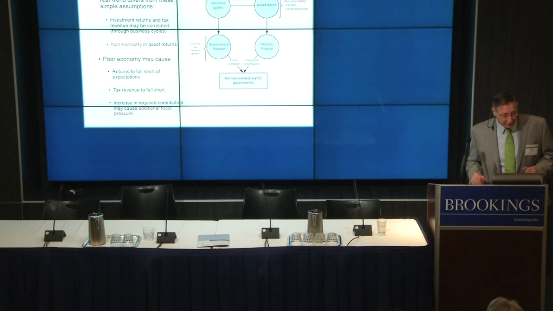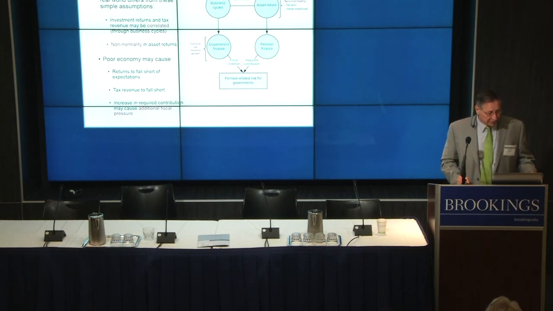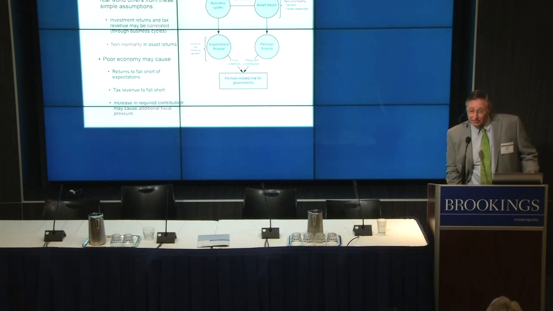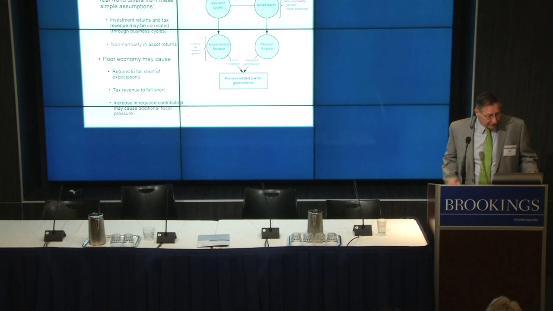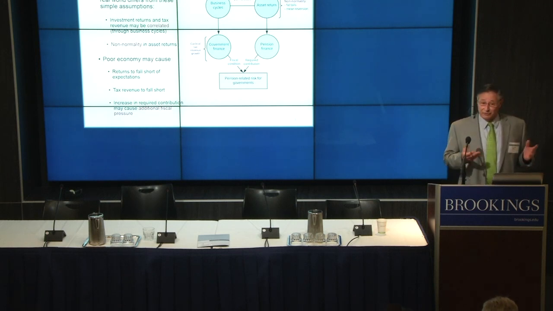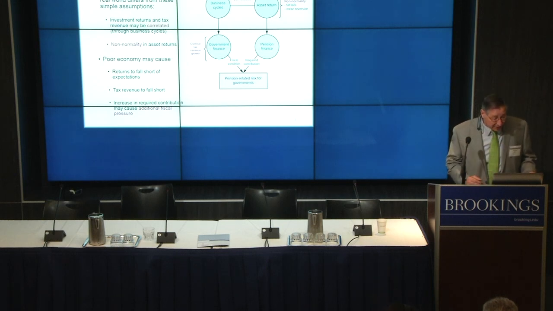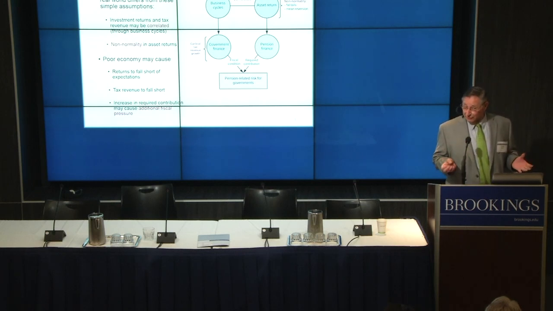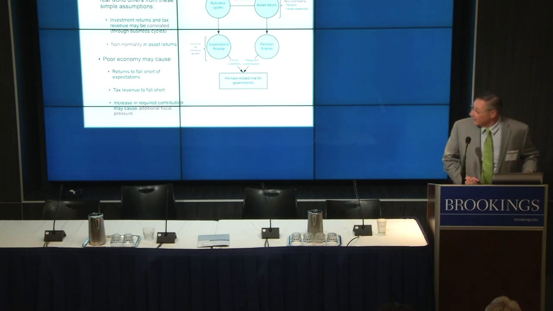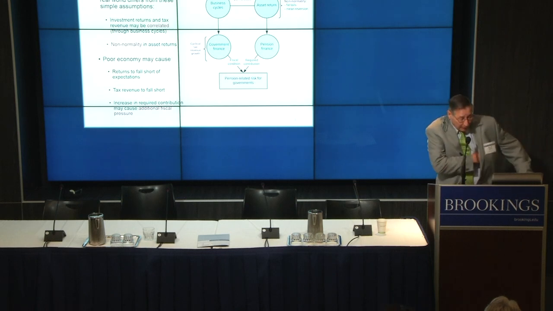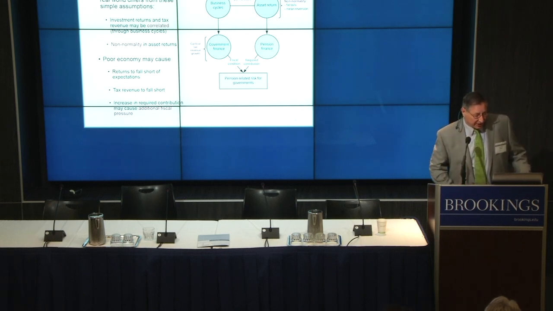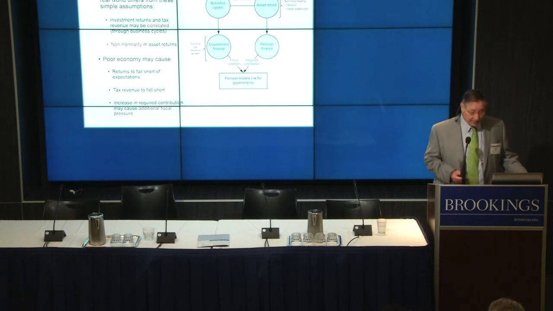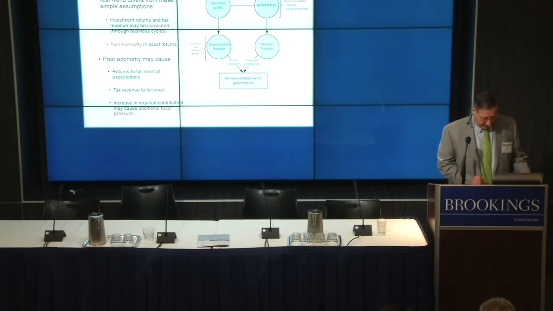So the research suggests that the real world differs from these simple assumptions. Investment returns and tax revenue may be correlated through the business cycle. There may be non-normality in asset returns. A poor economy may cause investment returns to fall short of expectations. It may also cause tax revenue to fall short. So it could be that the increase in required contributions may cause additional fiscal pressure, certainly as measured relative to tax revenue. And the model on the right depicts that, where business cycles and asset returns are correlated and business cycles have an impact on governmental finance.